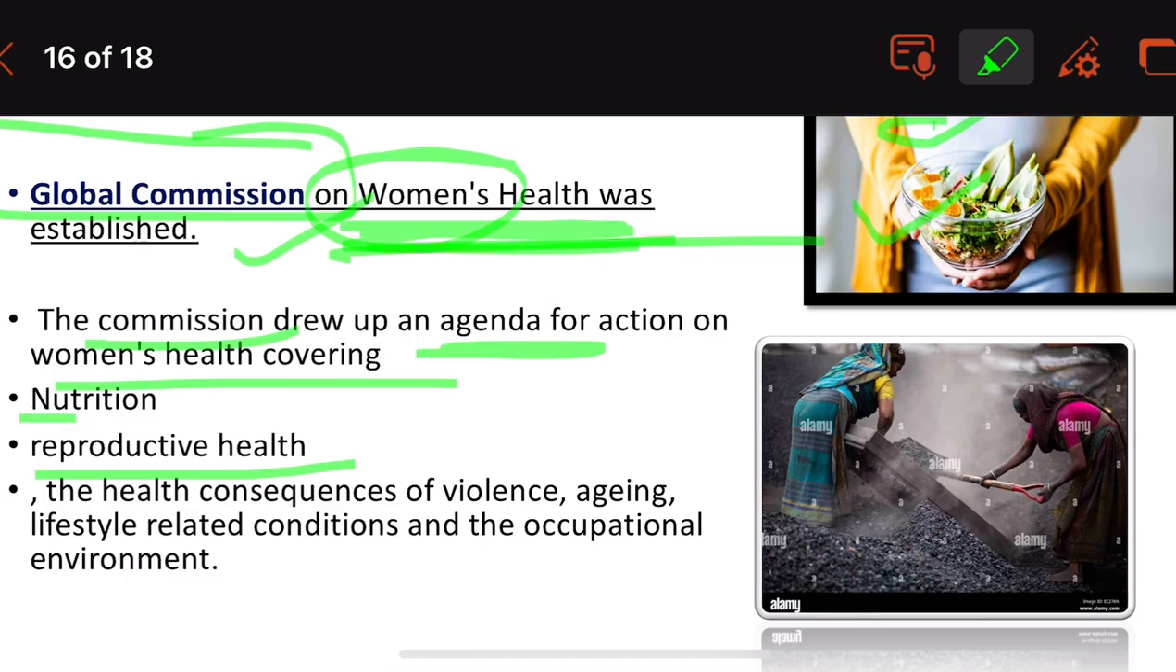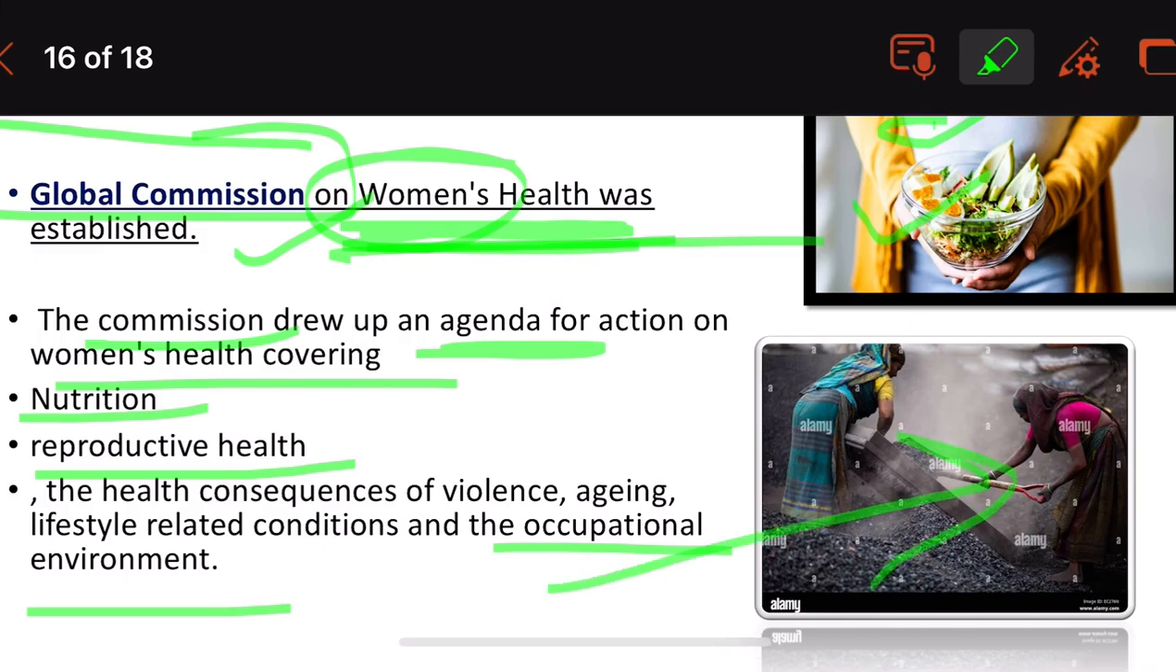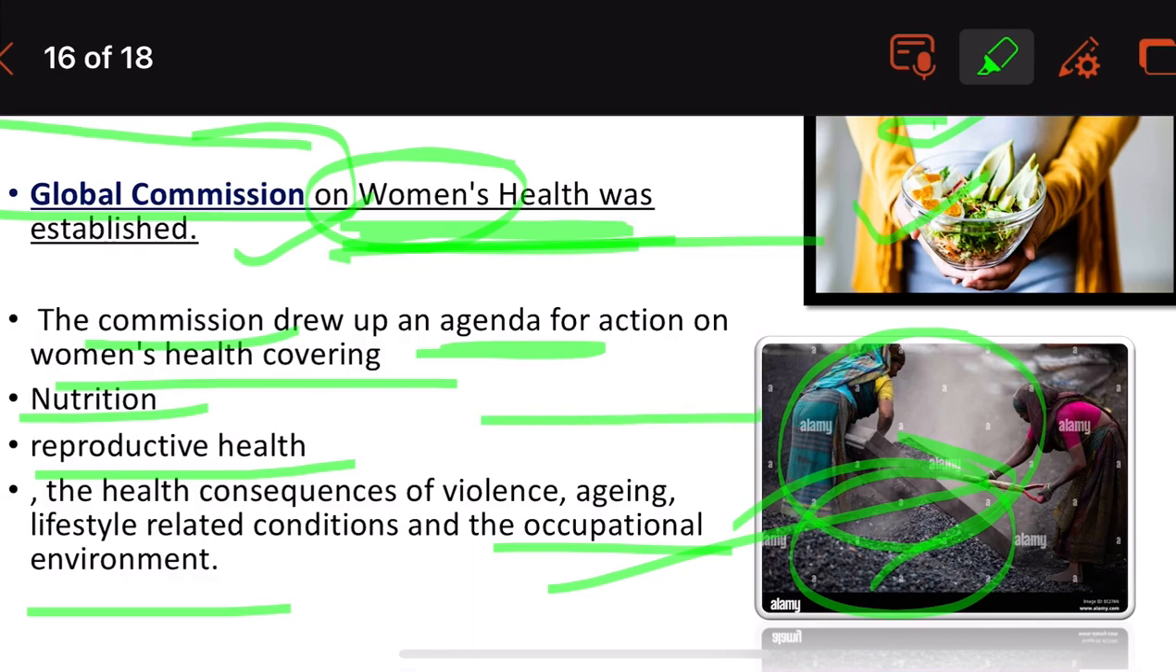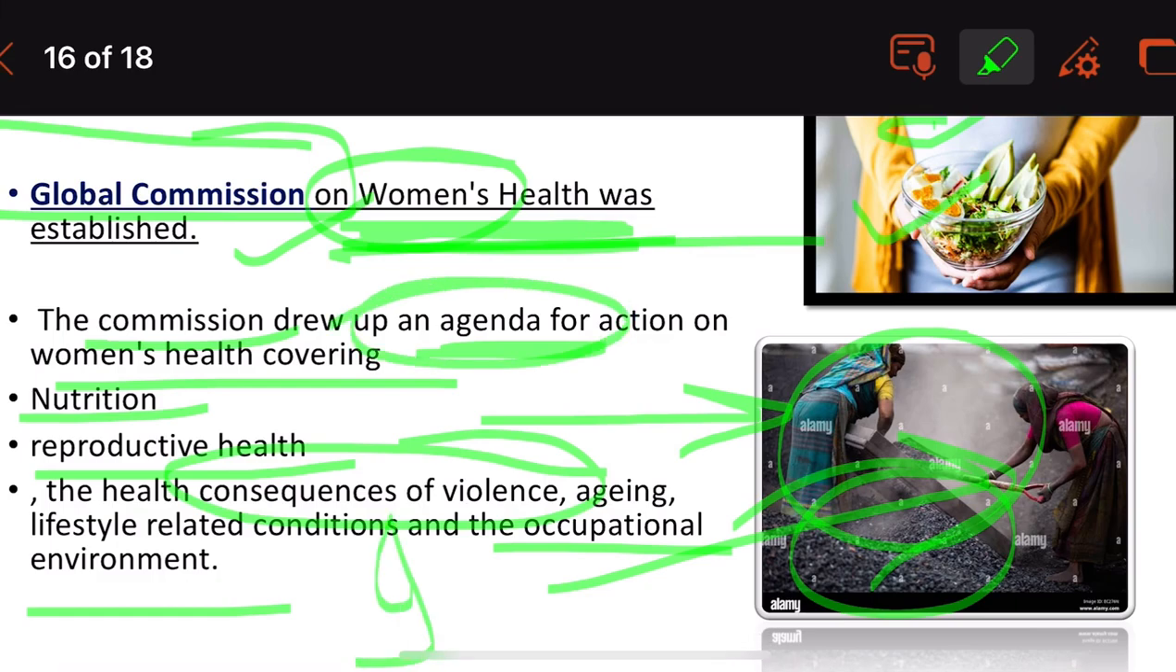It is also covering the health consequences of the occupational environment. You can see here the health consequences. There can be pneumoconiosis and all that, coal workers' pneumoconiosis, the coal working population. So they have a major concern for the working population, the occupational environment of the women. The consequences of violence, this could be domestic violence or violence at the workplace or anywhere. Aging, lifestyle related conditions, all these are taken under the agenda to improve these conditions.